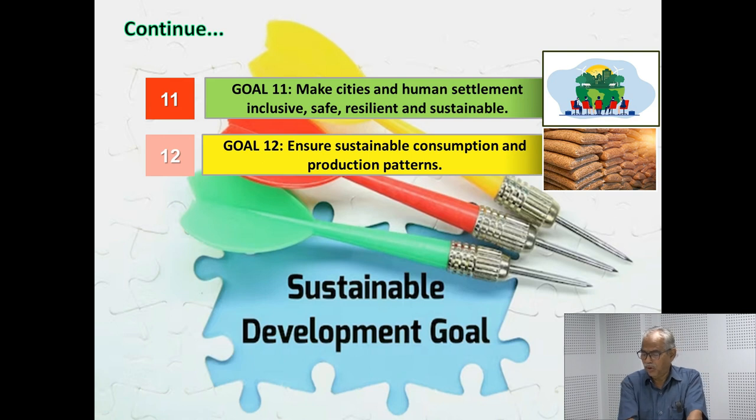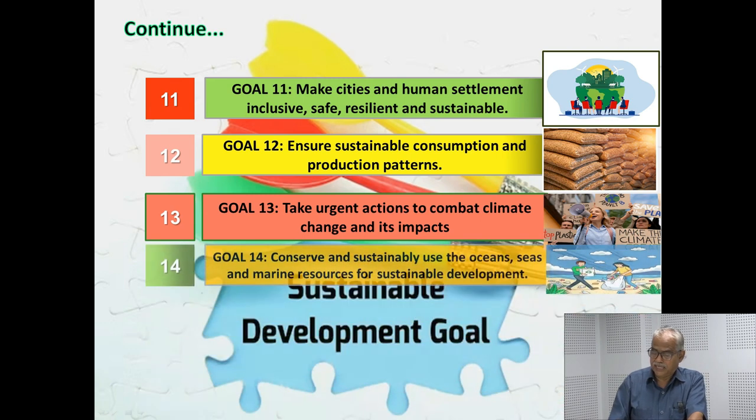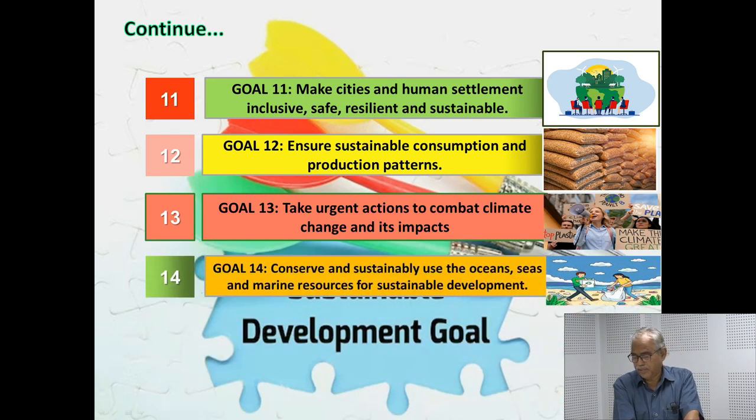The 13th goal is to take urgent action to combat climate change. Climate change is occurring because of different factors, particularly in developed countries because of industrialization, over-exploitation of our energy resources, and effluent gases. So that should be taken care of and its impact should be curbed.